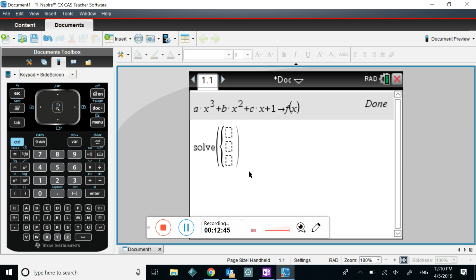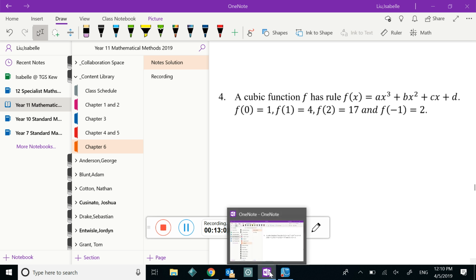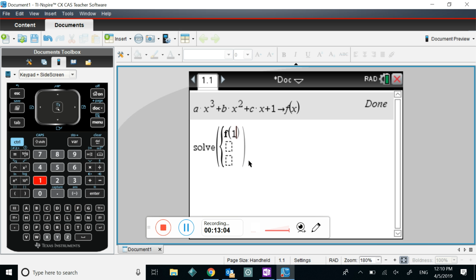All right, what I'm going to do is go back to the question. See, f(1) equals 4. What does f(1) equals 4 mean? Well, x equals 1, y equals 4. f(2) equals 17 is x equals 2, y equals 17. f(-1) equals 2 is (-1, 2). So I'll put all of this in, but just directly put it as f(1) equals 4.